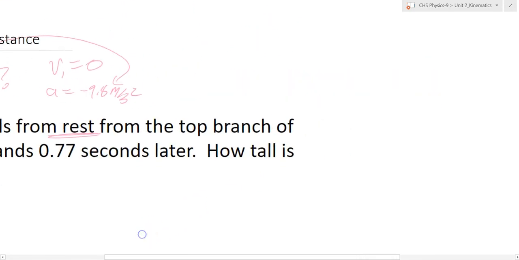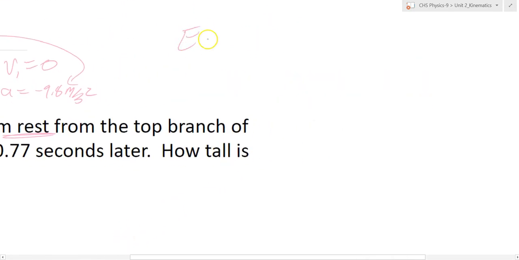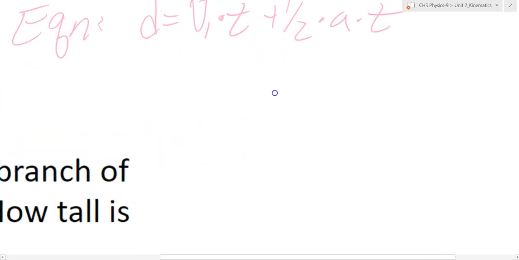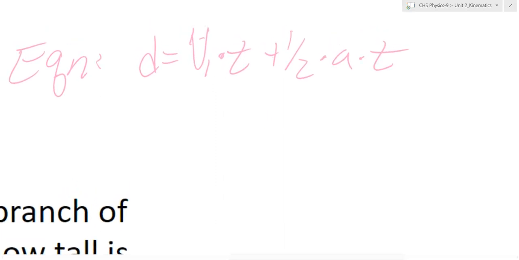I guess I should back up a little bit. The equation that we're going to be using is this. Distance equals v1 times t plus 1/2 times acceleration times time. Hey, look at that beautiful equation. So if we focus on this a little bit, we can kind of break it down here.